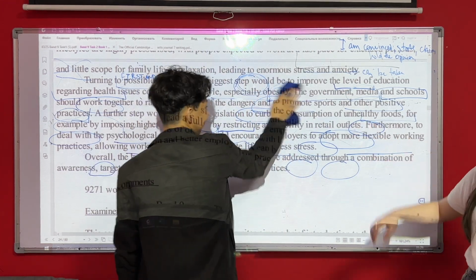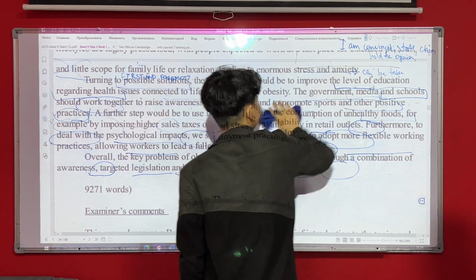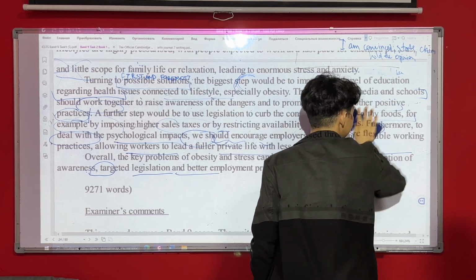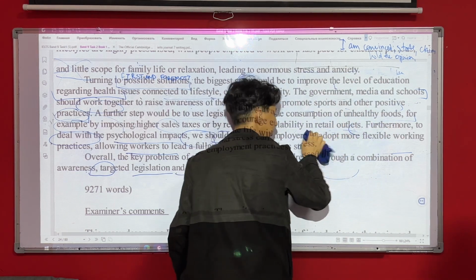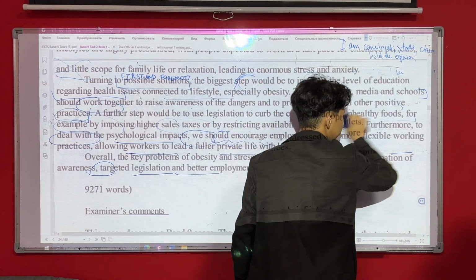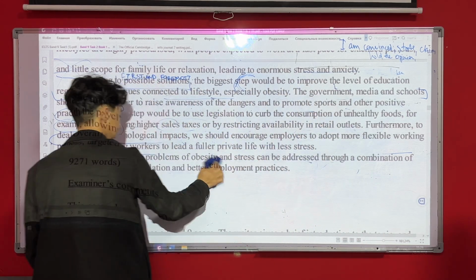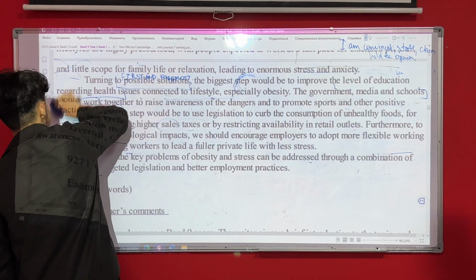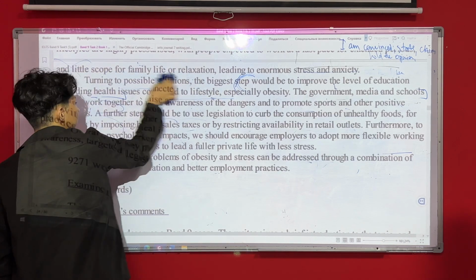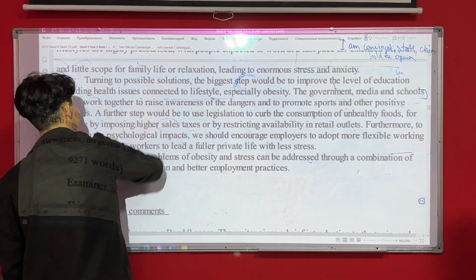Focus, don't show, be faster. So here, guys, about turning to possible solutions. We have a linking word, right? It is clear immediately that we will be talking about solutions in the next paragraph. Yes, turning to the possible solutions. And they'll be faster, more energy, more passion.